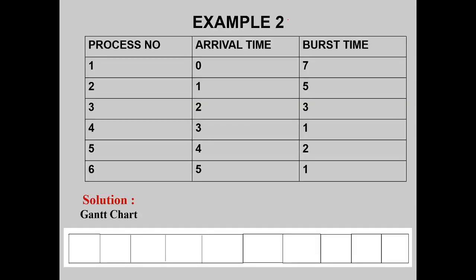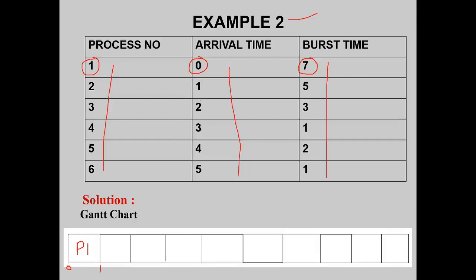So next problem we'll see, example 2. They are given here the process number, arrival time and the burst time. So check out at unit 0 which process has arrived. Process P1 has arrived and its burst time is 7. So at the beginning there are no other processes in the queue. So allocate the CPU to process P1. So P1 is going to execute from unit 0 to unit 1.